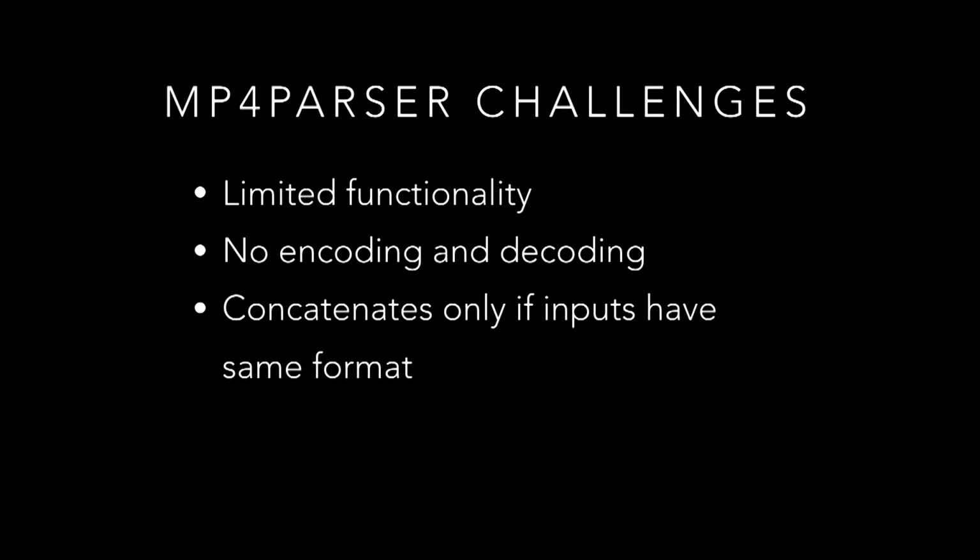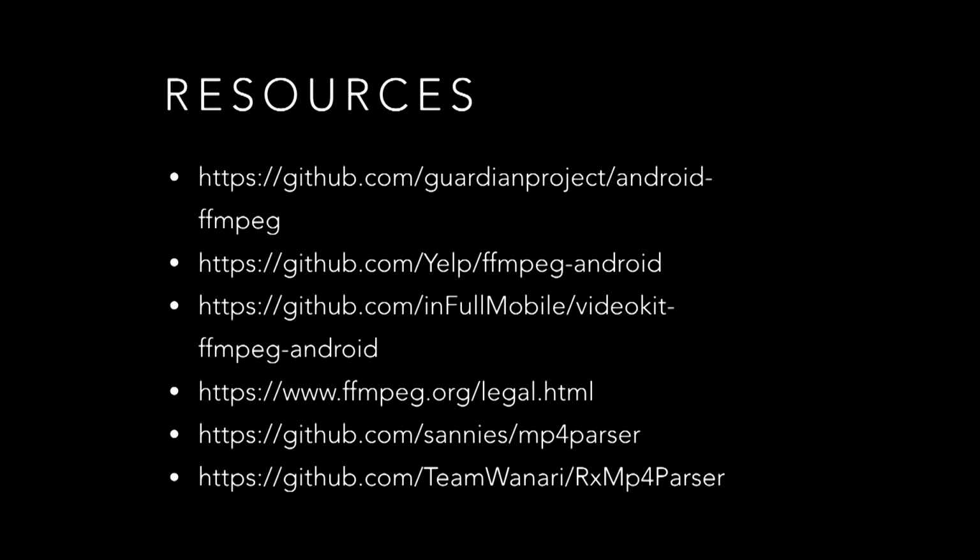So that concludes the talk, and these are the resources that I used for my demos. I'm just going to go over them quickly. So the first one here is the Guardian project, and it has a lot of well-documented steps on how to build your FFmpeg executable. And it also has a wrapper class, a Java wrapper class that you can use to pass commands to the executable. Then this is the Yelp repository.